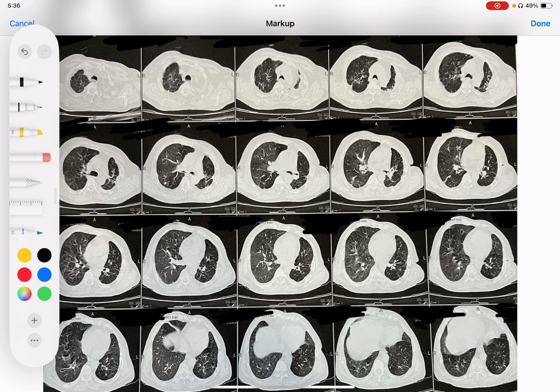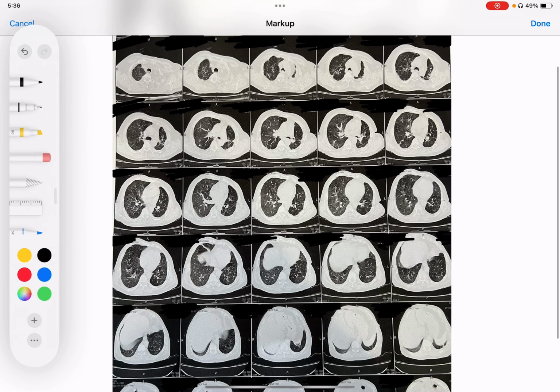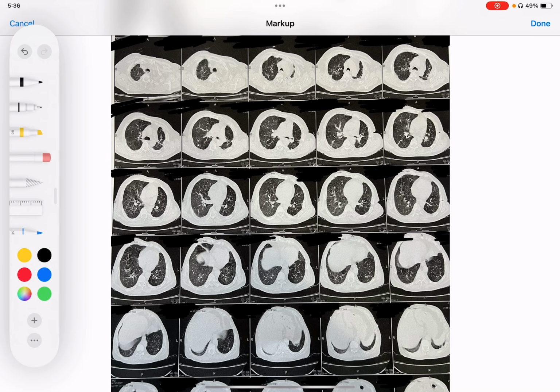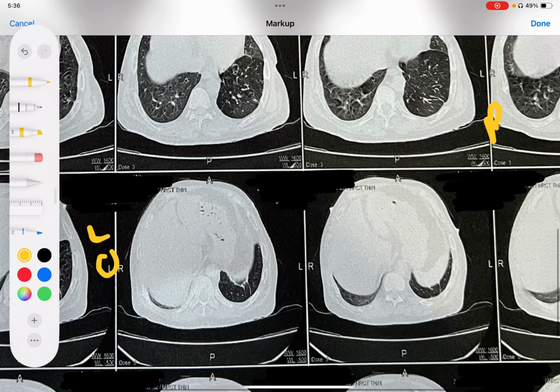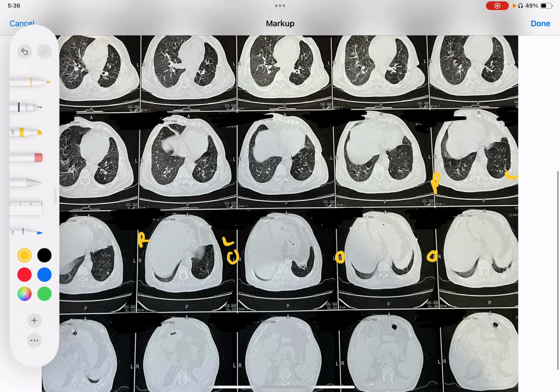Now, here we have a very interesting HRCT of the chest, and we'll be discussing some very interesting things in this HRCT. When we see this HRCT, we know that this is the left side and this is the right side. This is always the left side, this is always the right side. It is mentioned here that it is L, and here it is mentioned that this is the right side and this is the left side. So, we know that this is the left lung and this is the right lung.